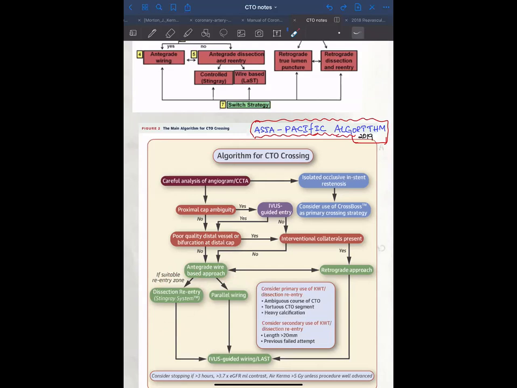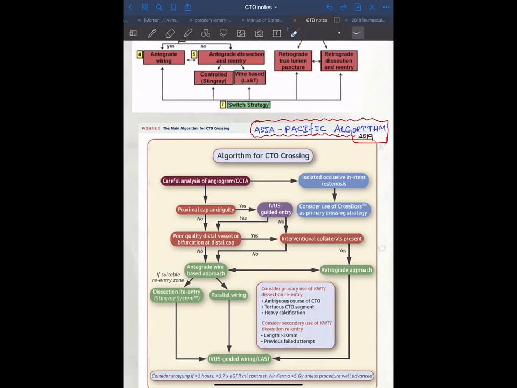And so they have KWT, which stands for knuckle wire technique. If there is an ambiguous course or heavy calcification and tortuosity, you can use knuckling of the wire. And if the length of the CTO is high also, we can use knuckle wire. So knuckle wire is basically to go along the CTO body, or it can also be used for dissecting and going through the subintimal space. So this is very important, the last one.